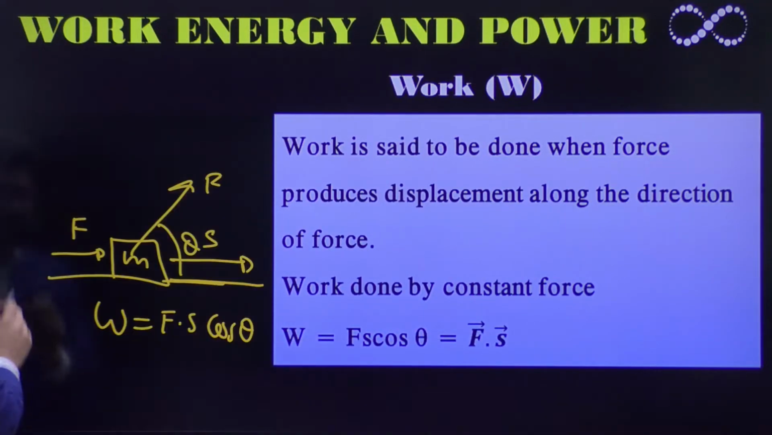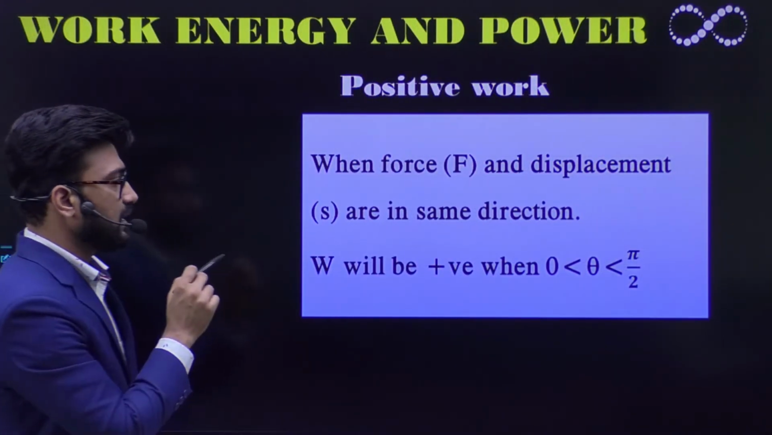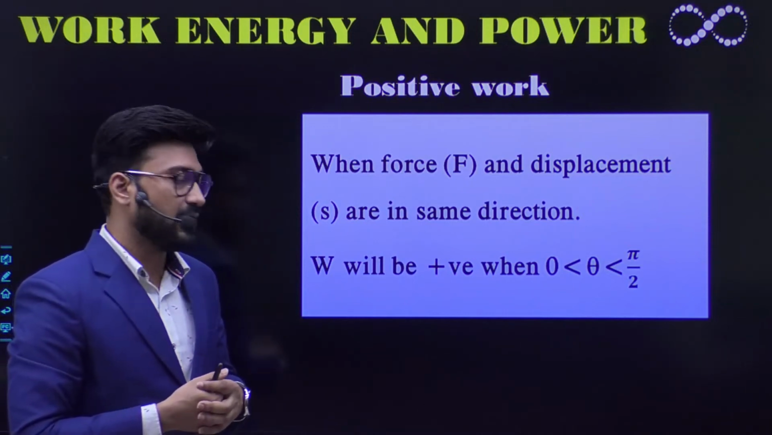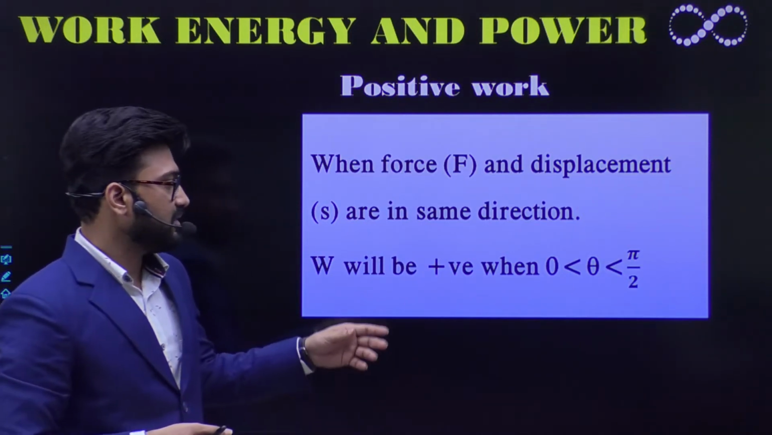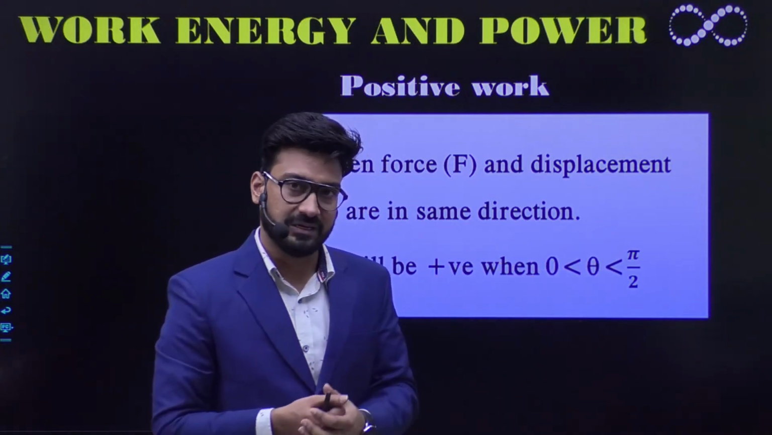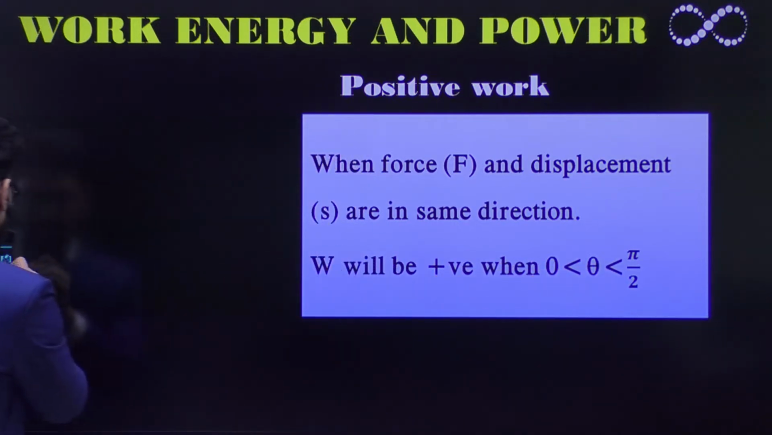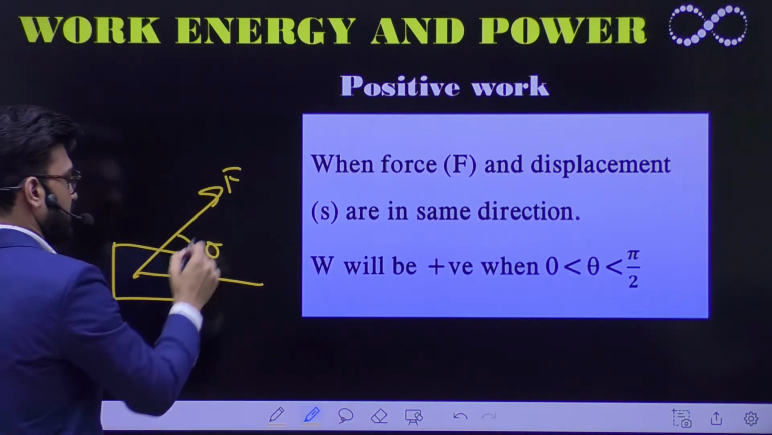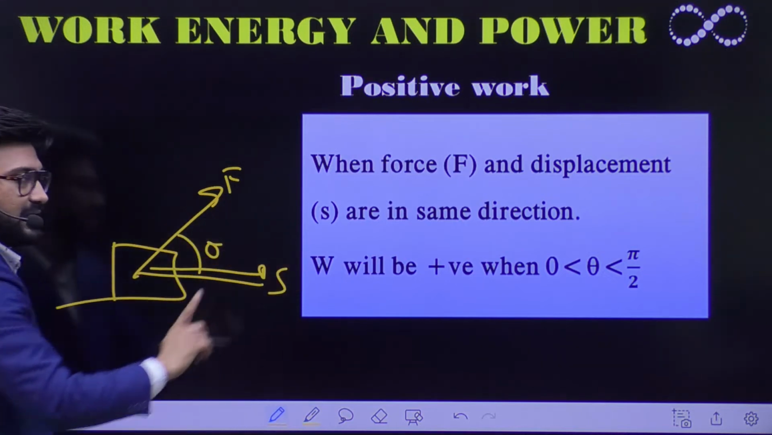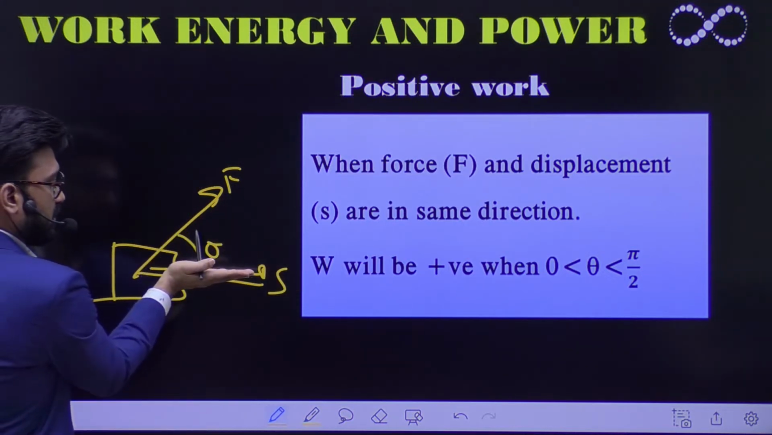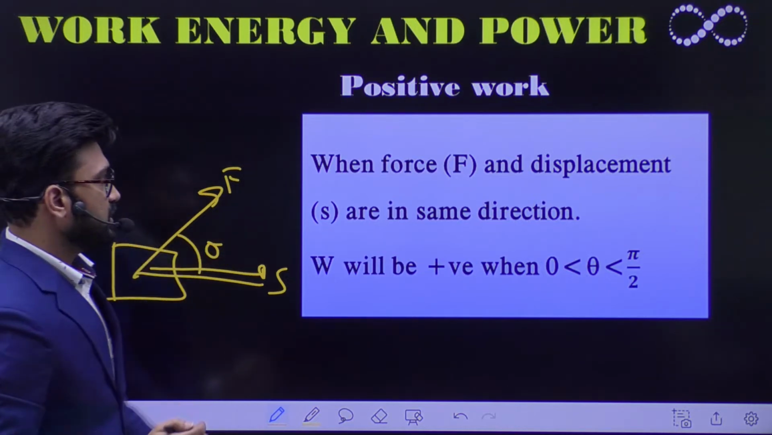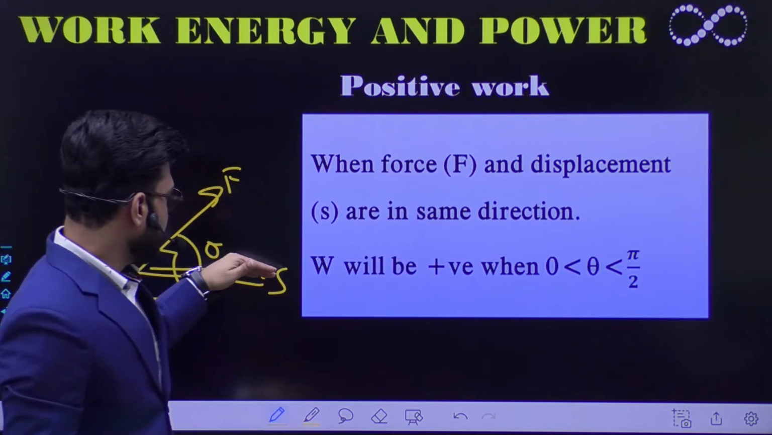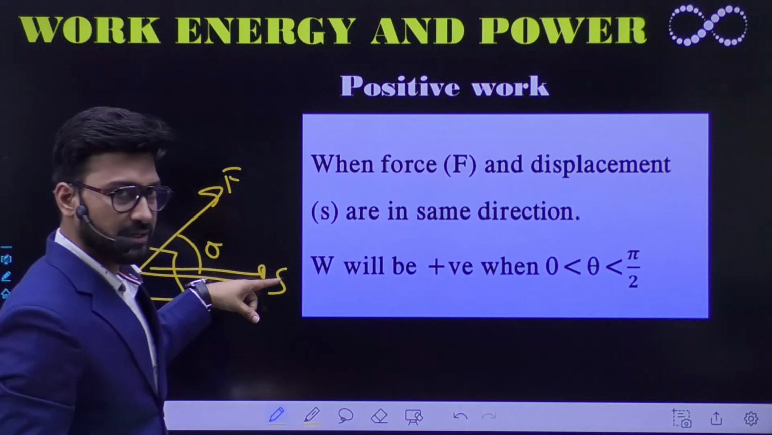Now we'll be moving to the next formula, which is important: how work can be positive, how work can be negative, and how work can be 0. If the angle between force and displacement is between 0 and 90 degrees, the object subjected to a force F displaces in this particular direction, and the work done is positive, because cos between 0 and 90 is positive, since cos 0 degree is 1.